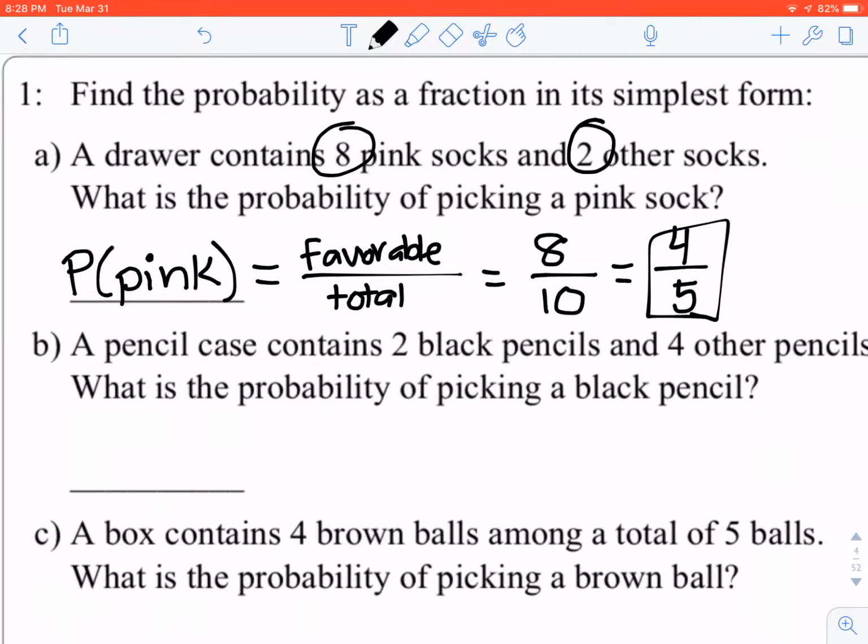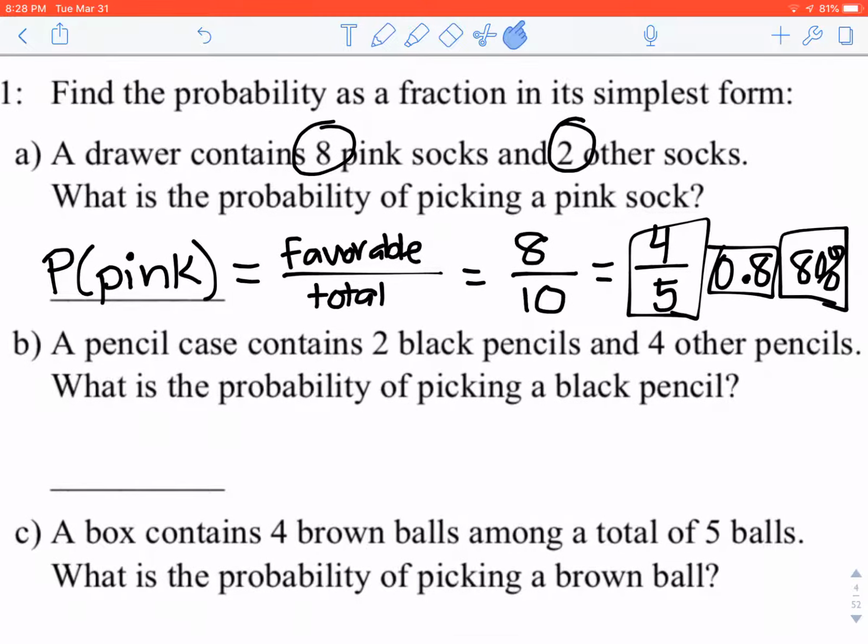So there's a 4/5 chance of you selecting a pink sock from the drawer, which again, you may also write as a percent or a decimal. So we would also accept 0.8 or 80%. Okay, I don't need all 3 of those. I will keep them as fractions just because it's most common. But again, any are fine.